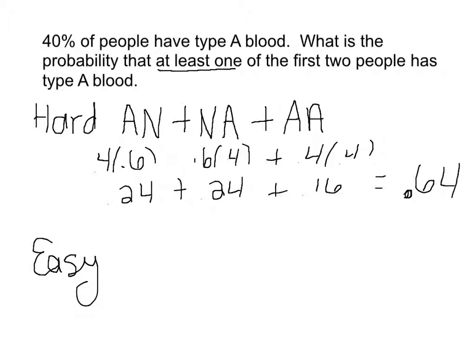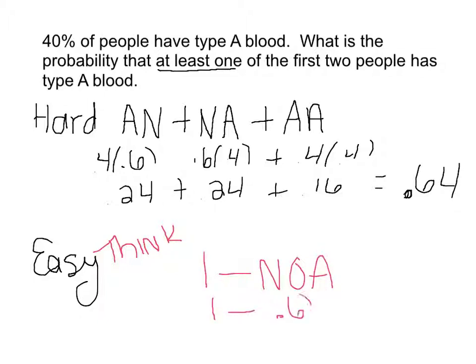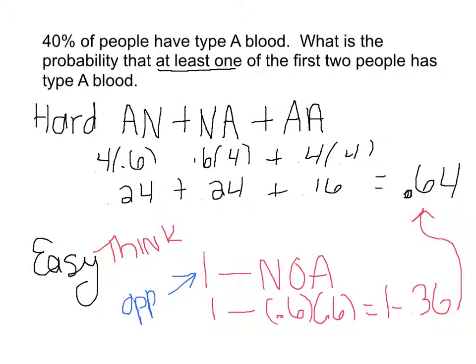Okay, the easier way requires you to do a little bit more thinking. And what you need to think about is what the opposite is. And so I always say it to myself out loud. The opposite of at least one having type A blood is nobody has type A blood. And so that's 1 minus 0.6 times 0.6. 1 minus 0.36 is 0.64. So it's a much easier calculation, and remember, in probability the opposite is always out of 100%. So when you're saying opposite in probability, you subtract from 1.